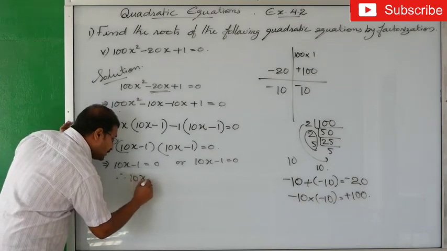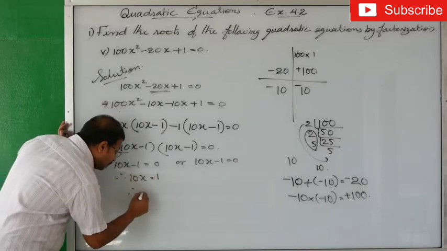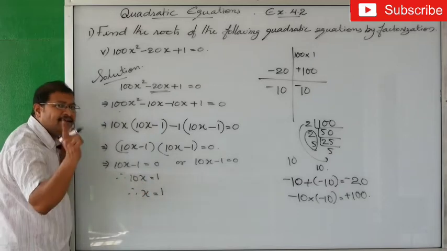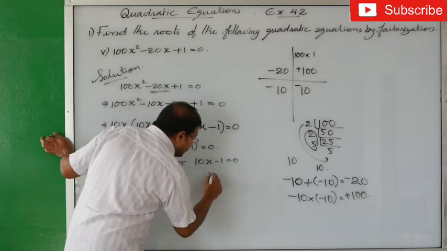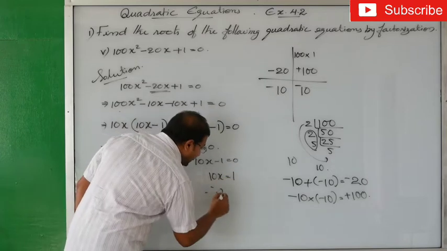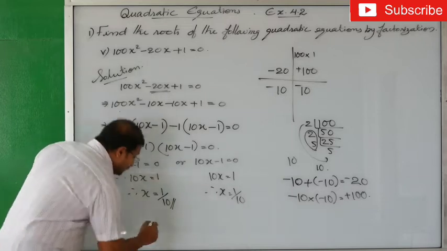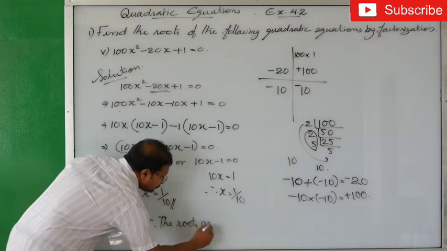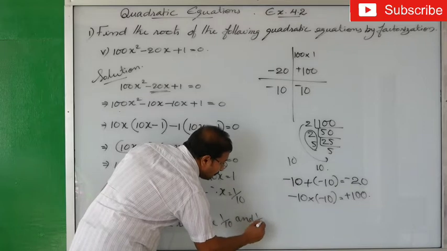Therefore, 10x equals minus 1 goes next side, plus 1. Therefore, x equals 1 by 10. This 10 is multiplying, goes next side, divide. Okay, same way, 10x equals this minus 1 goes next side plus 1. If you want x equals 1 by 10, because multiplication goes next side, divide. Therefore, the roots are 1 by 10 and 1 by 10.